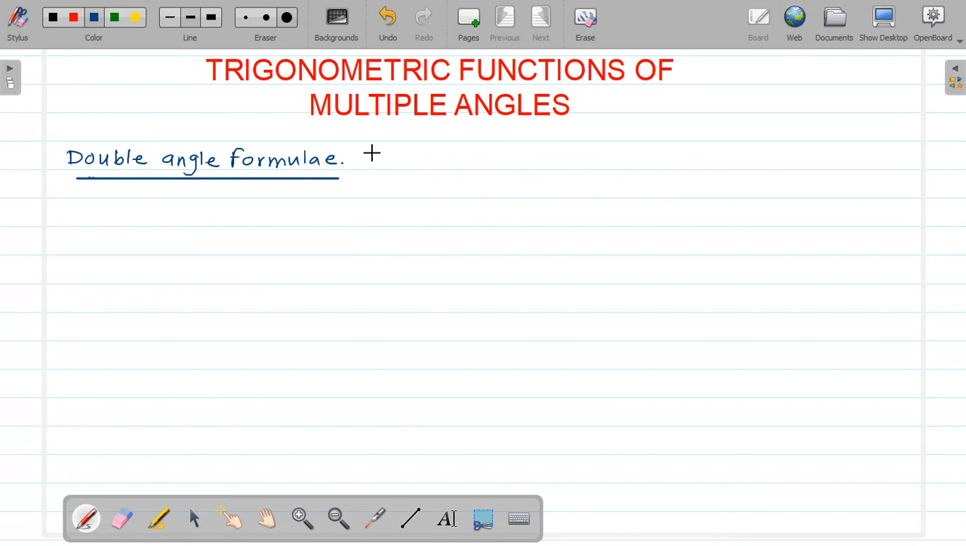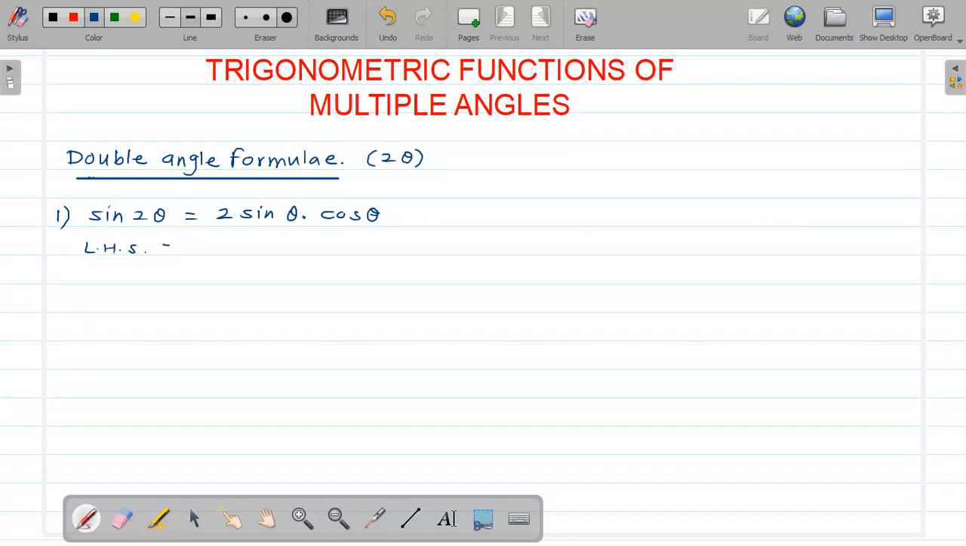Double angle formula means we have to consider the angle 2 times theta, where theta is any angle. Now the first formula that we are going to discuss is sine 2 theta, and it is equal to 2 times sine theta into cos theta. This is the double angle formula. Okay. Now how will you prove this? So let us see the proof.